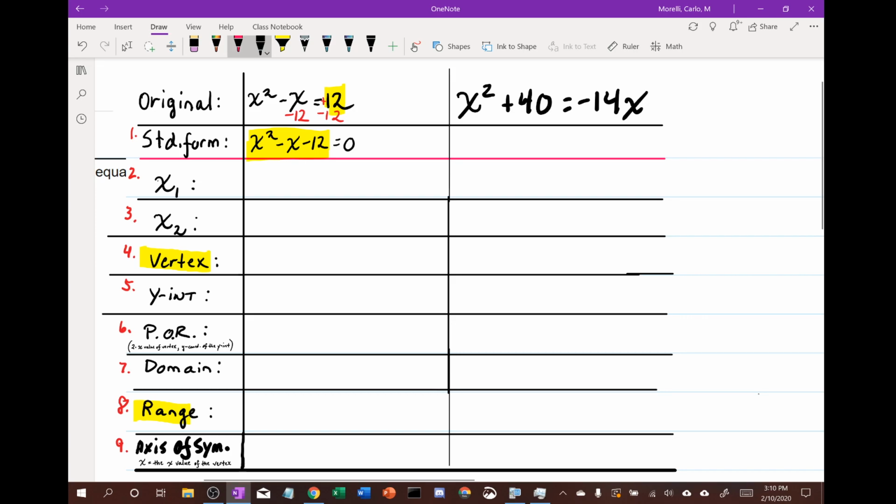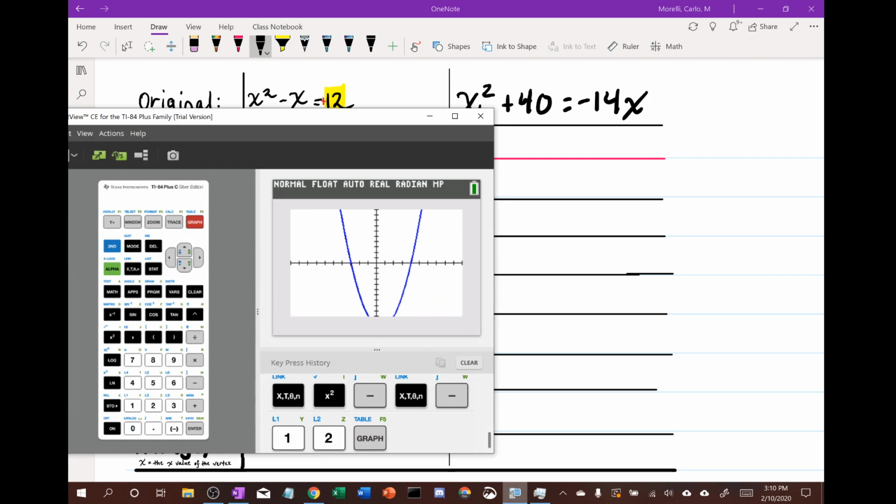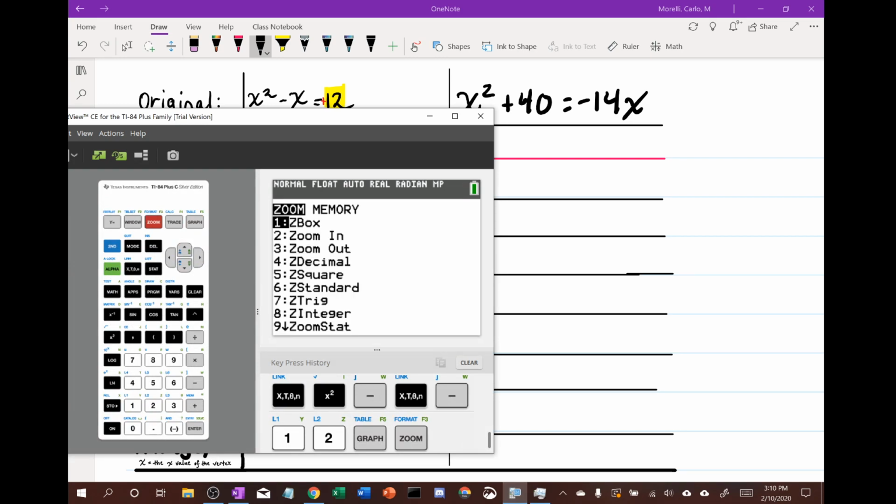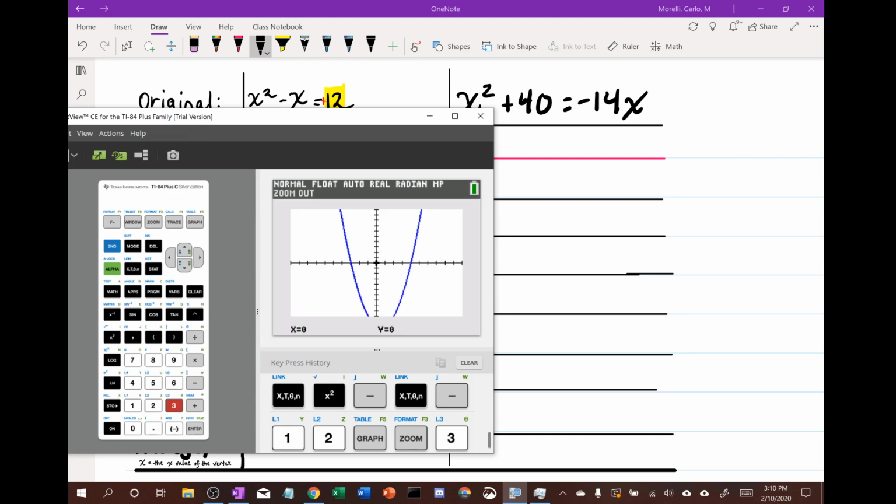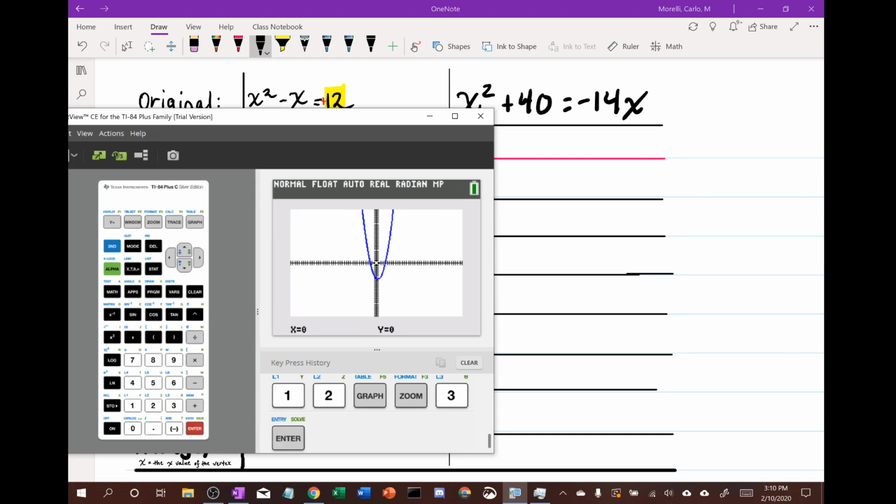Okay, so what were the coordinates at x1? What were the coordinates at x2? Now I'm going to show you how to find the vertex, okay? Zoom out by hitting zoom 3, enter. You have to be able to see the bottom of the hoop, okay?